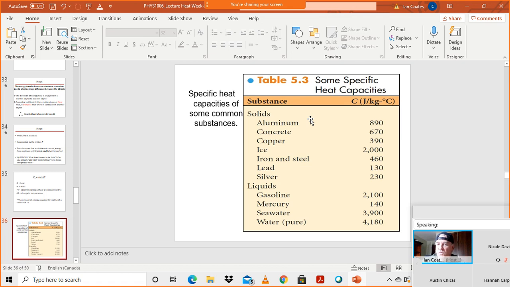So that's why the Great Lakes are warmer in winter than they should be, and they make the surrounding land a little warmer. So a low C value, like a metal, transfers heat very quickly, but then it cools down. A high C value, like water, takes a lot of energy to get hot, and once it is hot, it stays hot for a long time.